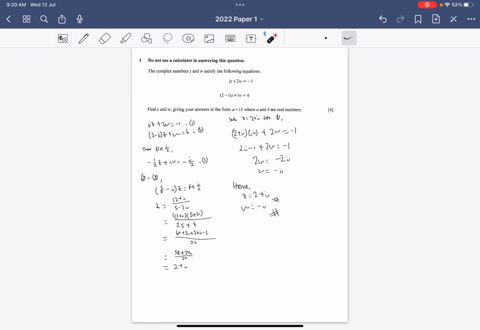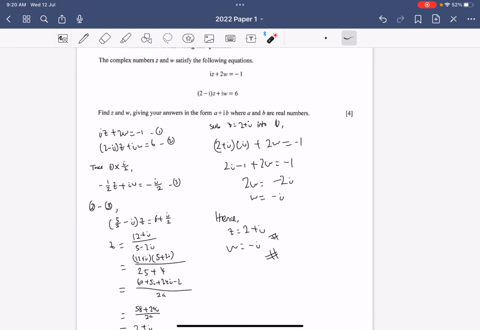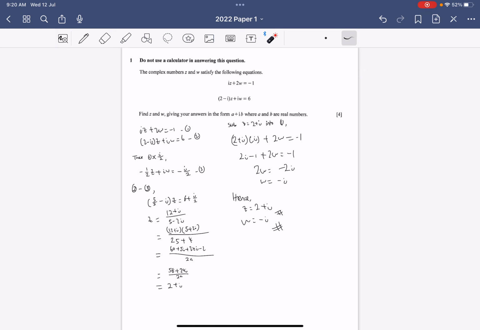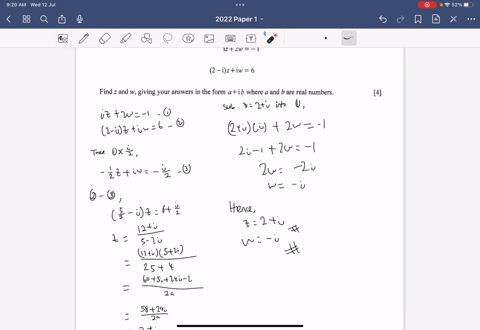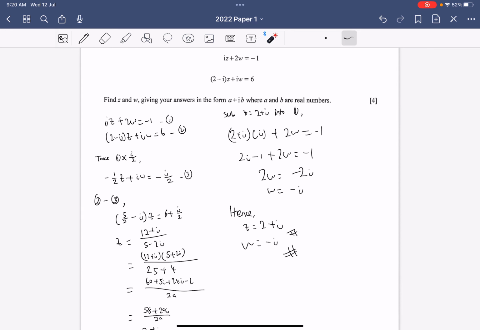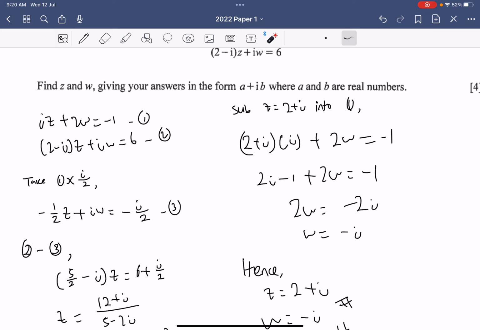So basically, it says you have the following equations over here and you're supposed to find Z and W. The idea of this question is to solve a simultaneous equation where the variables are complex numbers. And so you just need to first write down the equations, get a good look at it. And it is just like solving a normal simultaneous equation when you have real coefficients. Just imagine this is 3 and this is 3. It's the same thinking. So what you want to do is eliminate one of the variables first.